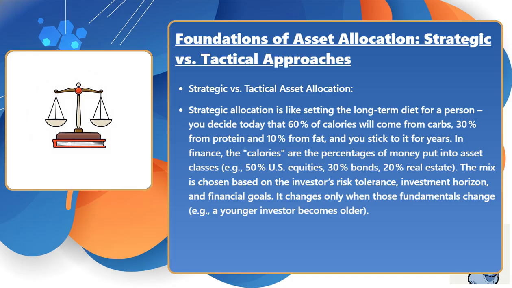In finance, the calories are the percentages of money put into asset classes, for example, 50% US equities, 30% bonds, 20% real estate. The mix is chosen based on the investor's risk tolerance, investment horizon, and financial goals. It changes only when those fundamentals change. For example, a younger investor becomes older.